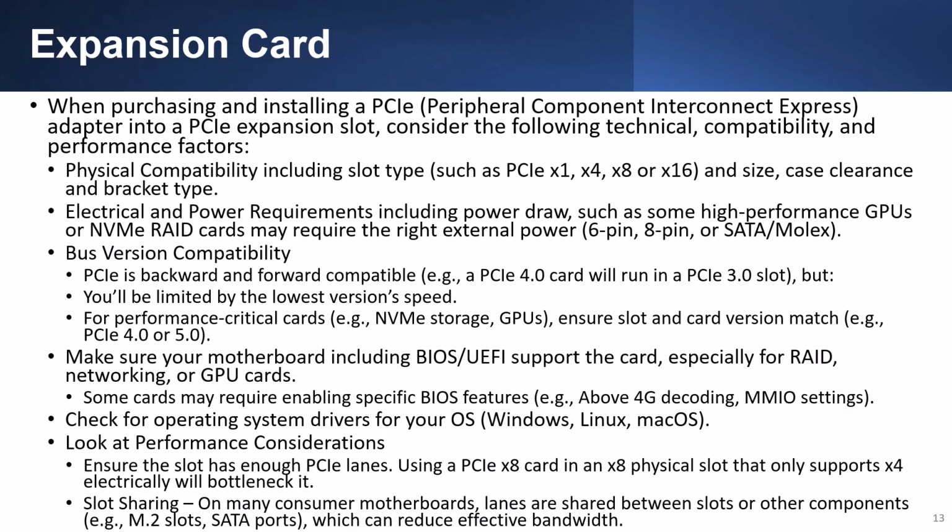Look at performance considerations. Ensure the slot has enough PCI Express lanes. Using a PCI Express x8 card in a x8 physical slot, which only supports x4 electrically, will bottleneck it. On many consumer motherboards, lanes are shared between slots or other components, which can reduce effective bandwidth.